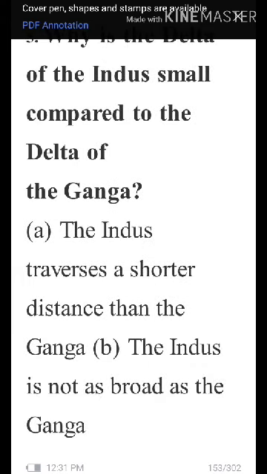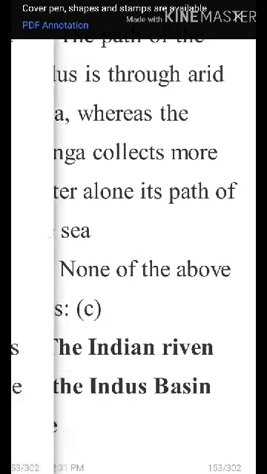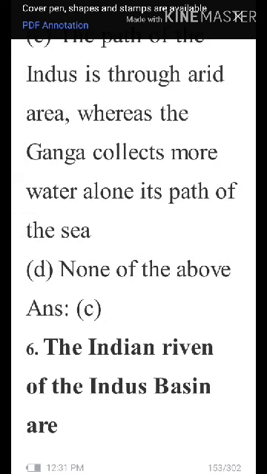Next question, third. Why is the Delta of the Indus small compared to the Delta of the Ganga? Answer, the path of the Indus is through arid area, whereas the Ganga collects more water along its path to the sea.